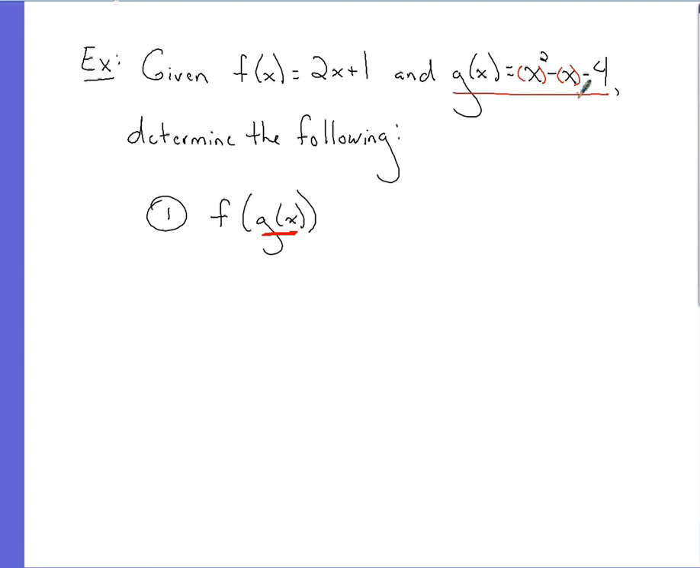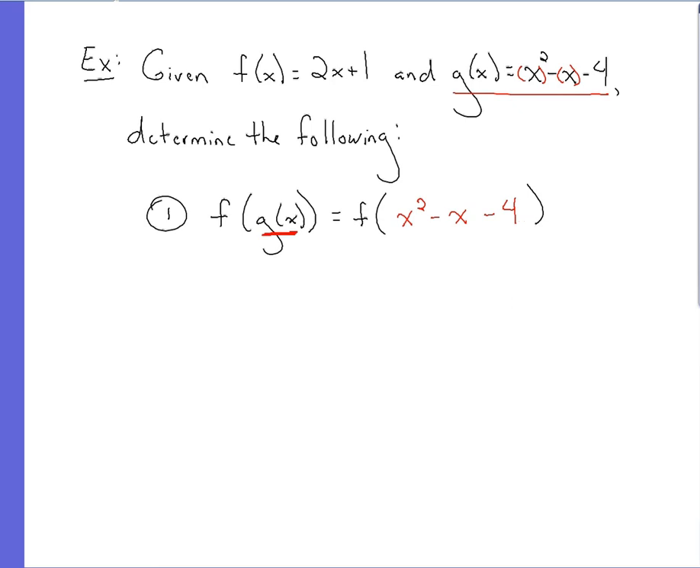So since I have so many variables involved, I'm going to go ahead and write out what I would get back for g of x here. And I know that that's going to be stuck inside this function notation still. So g of x is going to be x squared minus x minus 4. Basically did a little substitution, right?